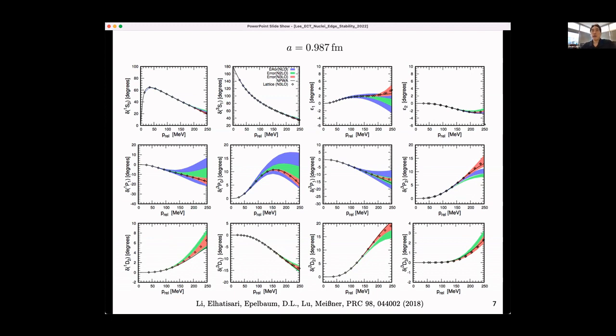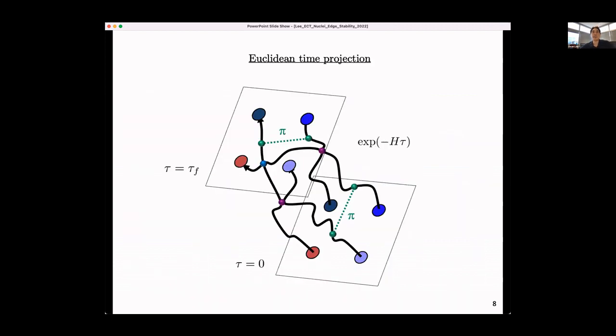So now, why do we put all this stuff on the lattice? Well, it's not to do scattering, because scattering is much easier to do in the continuum. It's to do the many-body system, to go beyond 2 or 3 or 4 particles. So the way we do this is by using Euclidean time projection, which is sort of the standard technique used for quantum Monte Carlo simulations.